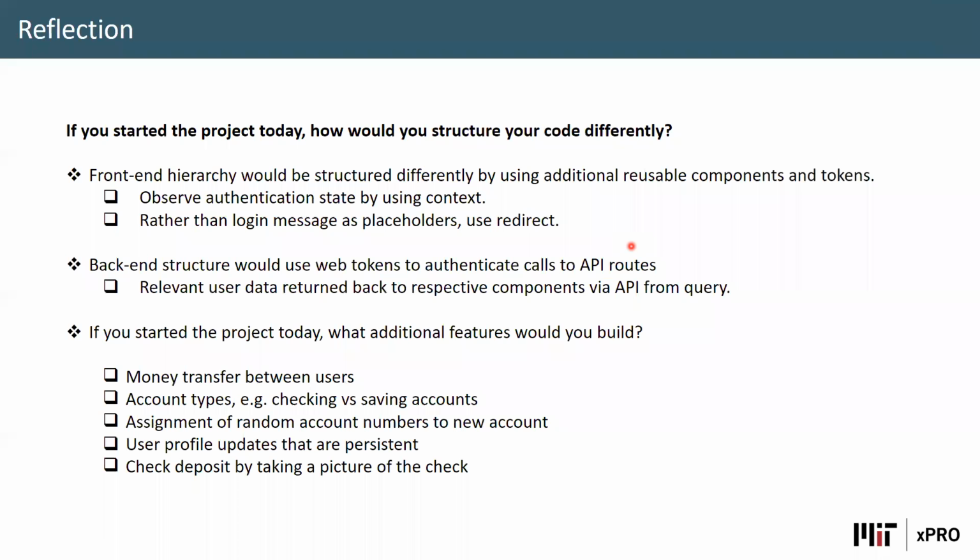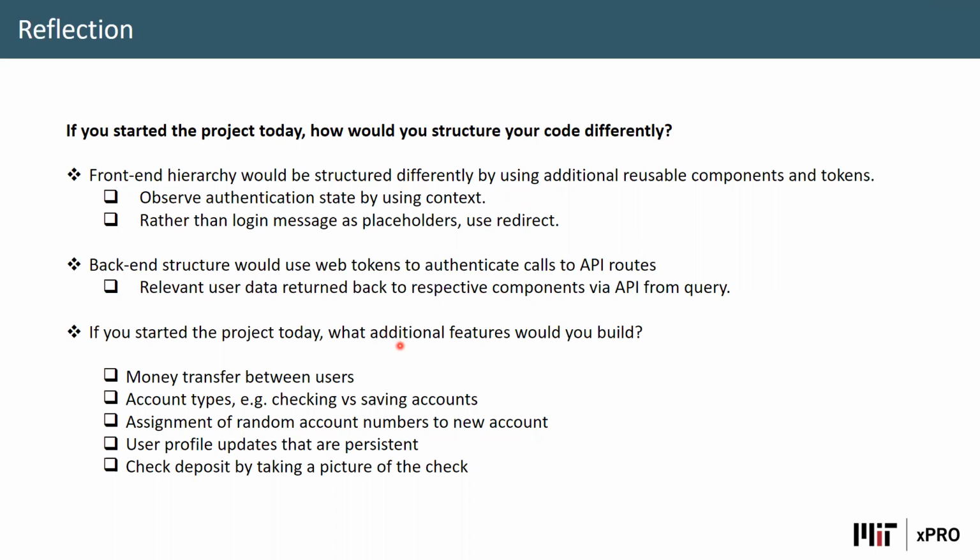So, reflection: if I started the project today, how would I structure my code differently? For the front end hierarchy, I would structure it using different reusable components and tokens. I would observe the authentication state by using context rather than login messages as a placeholder. I would probably use redirect. That's for the front end. For the back end, I would use web tokens to authenticate calls to API routes, so relevant user data is returned to the respective components via API from query.